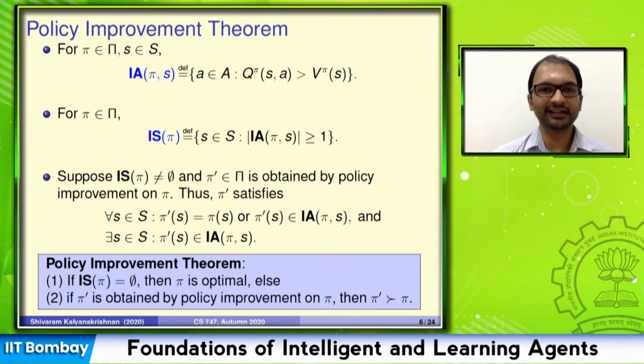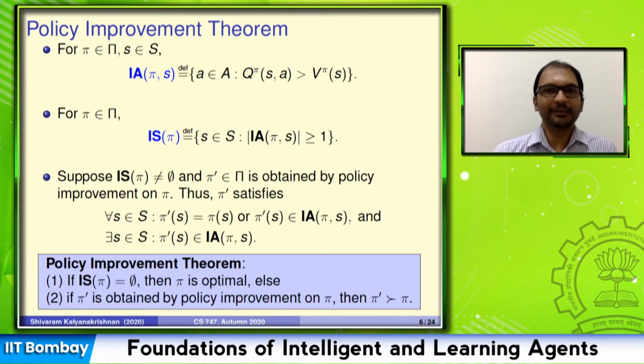So let me just restate. For a given policy pi, we defined improvable states and improving actions, and defined this operation called policy improvement, which, if there are one or more improvable states, lets you go from pi to pi prime. So what this theorem tells us is, if you don't find any improvable states, you must be at an optimal policy. On the other hand, if you do find an improvable state, then you can certainly go to some policy pi prime by doing policy improvement. Lo and behold, pi prime will be a policy that strictly dominates pi.